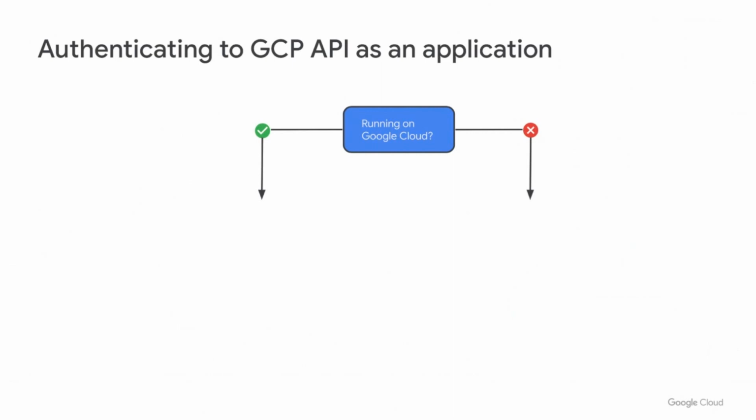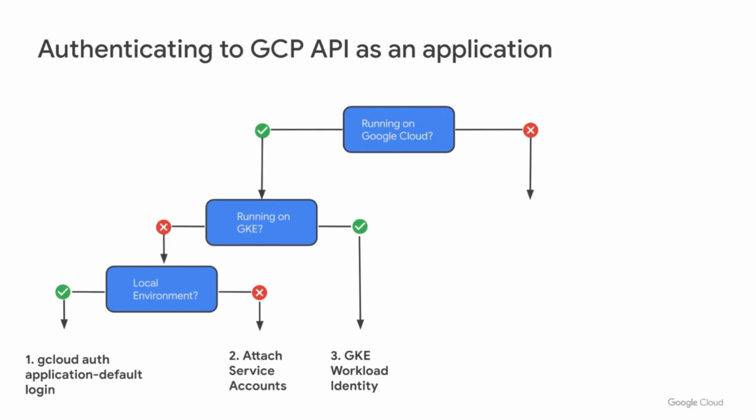Because there are multiple ways to authenticate to Google Cloud's API as an application, we built out a flow diagram to help you decide on which method to use based on different situations. We will first go through the diagram before jumping into the details of each of the authentication methods. The first question that you always need to ask yourself is whether your application is running on Google Cloud or not. This is the first part of the flow diagram.